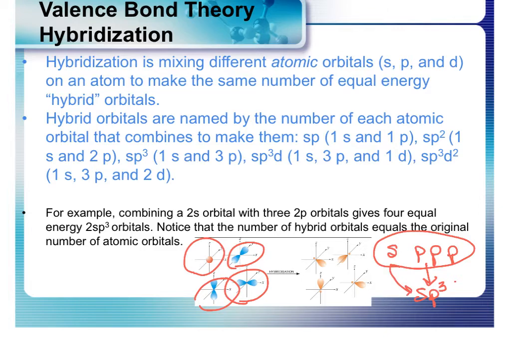The hybrid orbitals are named after how many of the atomic orbitals were used to make them. Now, there's something important that you need to keep in mind, and we call it conservation of orbitals. So however many atomic orbitals you start with, in this case 4, you must end up with the same number of hybrid orbitals. So merging an s and 3 p atomic orbitals will give you 4 equivalent sp3 hybrid orbitals.